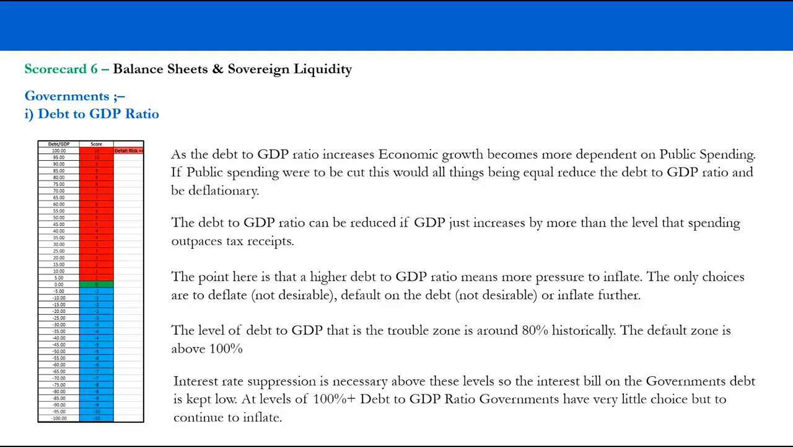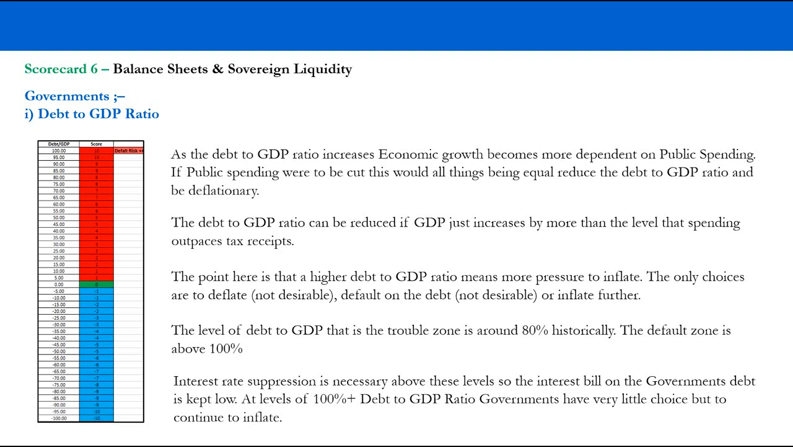And historically, when we look at capitalist history, the level of debt to GDP that is really the trouble zone, so where economies start to get into problems or governments start to get into problems in terms of paying their liabilities, as in the interest on that debt, is around 80% historically. And historically, when we look at capitalist economies that have gone through 100% debt to GDP ratio, the default zone is above 100%. So throughout history, when governments have gone through 100%, there's been a very high correlation to default on the outstanding debt.